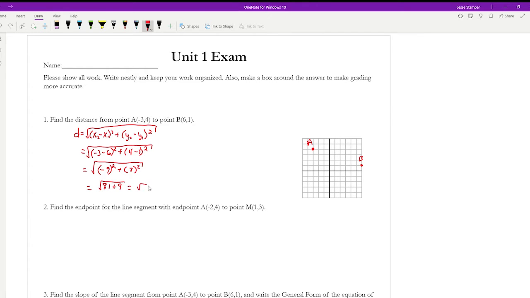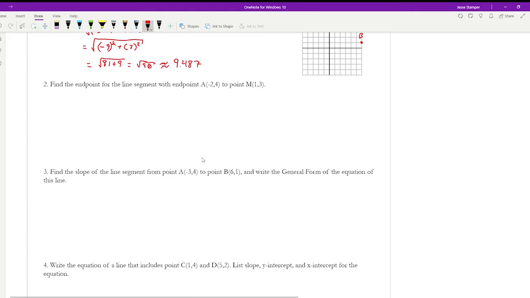which gives you the square root of 90, which also gives you an approximate answer of 9.487, I believe. But that should give you that distance. Either the square root of 90 or the approximate answer of 9.487 is an acceptable answer to me. I'm good with either one.